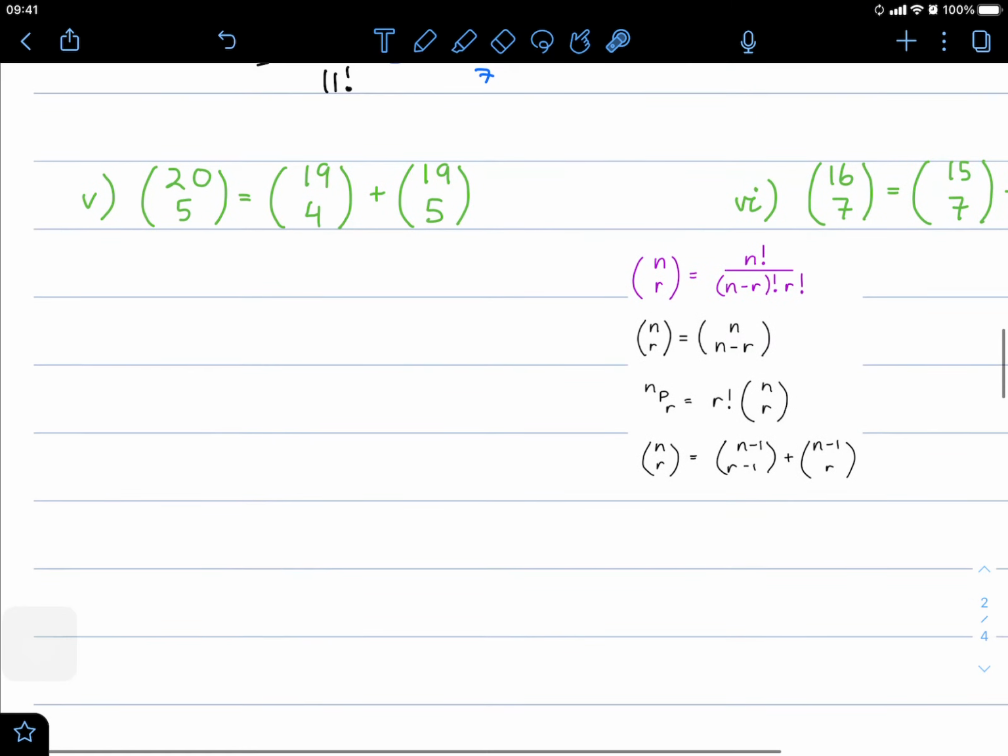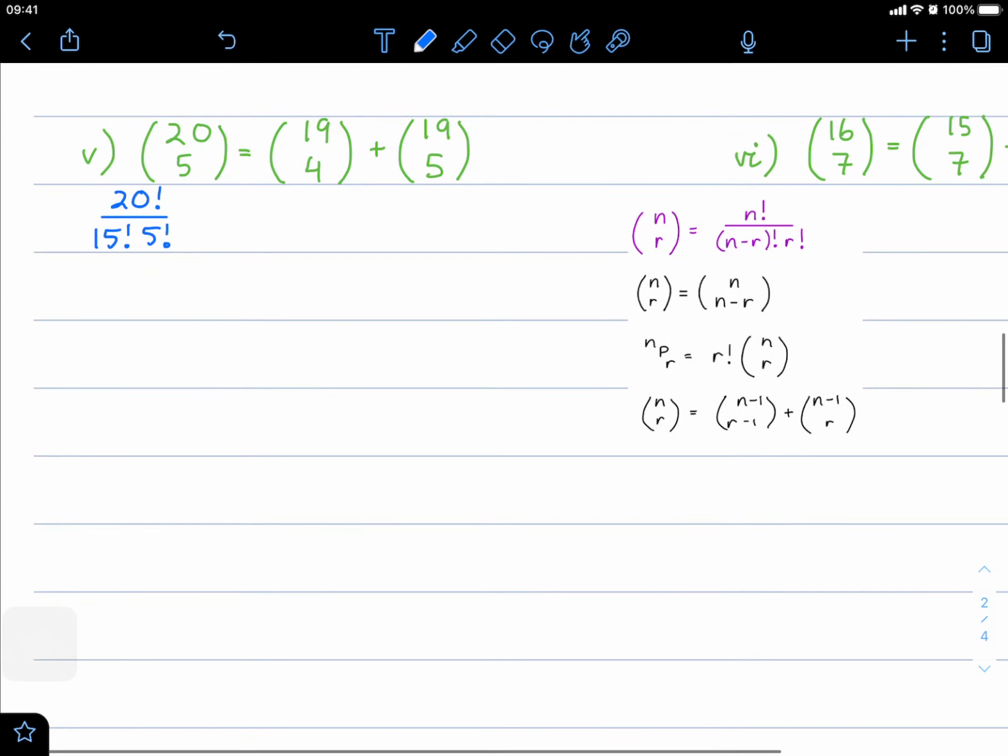So let's go. Let's first look at the left hand side and just organize it so that it follows that definition there. So 20 choose 5 is equal to 20 factorial over n minus r, that's 20 take away 5, 15 factorial times 5 factorial. That's our left hand side.